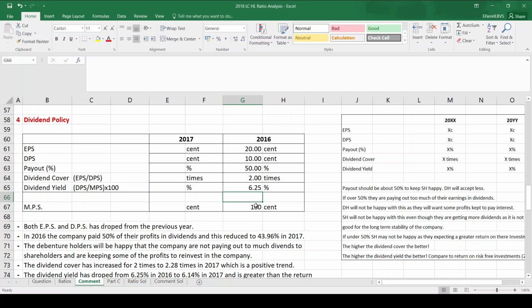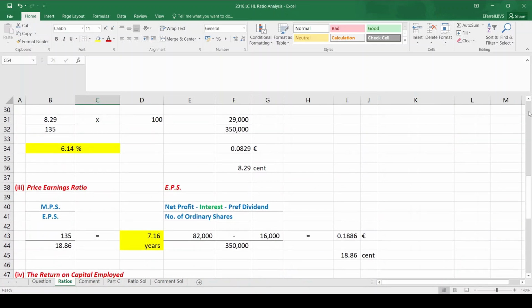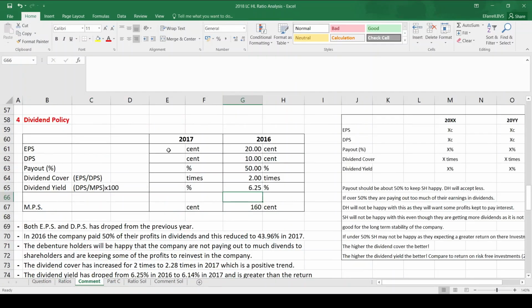Now we're going to do the same figures again for this year. Usually you have these worked out in part A. If you don't, you'll have to work them out, but 90% of the time you already have these worked out. So if I go back to part A of the question, my earnings per share, I have it worked out here, is 18.86.